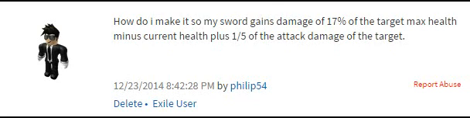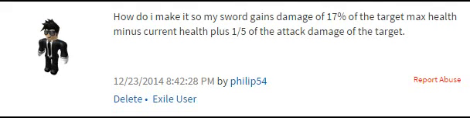Alright, so Philip54 asks, how do I make it so my sword gains damage of 17% of the target max health minus current health plus 1/5 of the attack damage of the target? Now, he didn't really specify what he means by this, so I'm going to assume that by target max health he means the current max health of the enemy minus current health, plus your character's current health plus 1/5 of the attack damage, as in the current base damage.